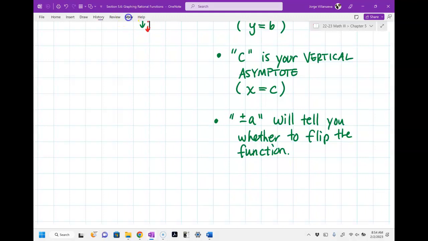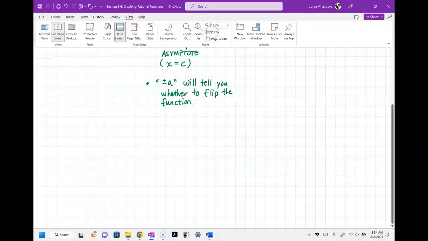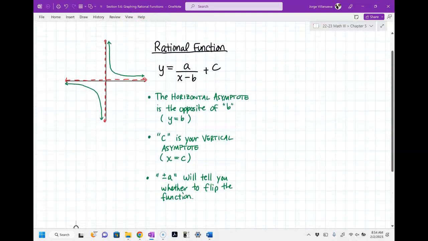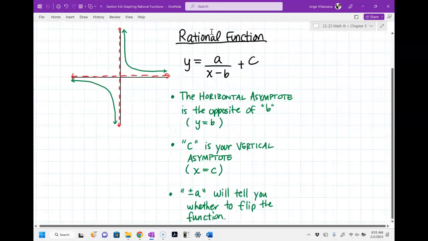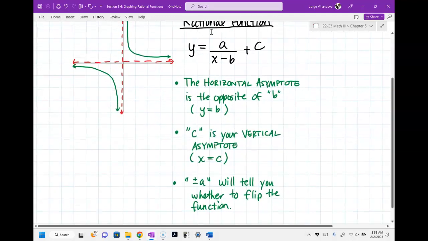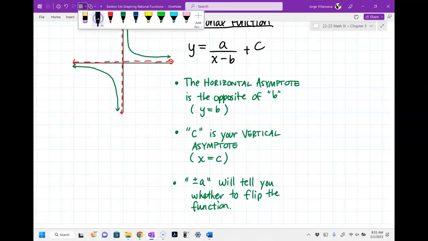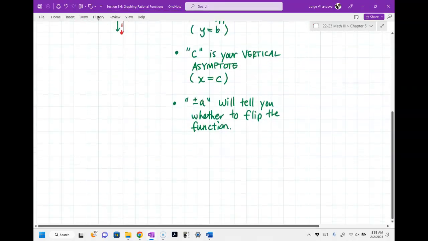All right, let me zoom back out here. This is what we're looking at: rational functions that look like this. That's the whole set of notes. Let me give you some examples, and these are coming from your homework. So example number 1.